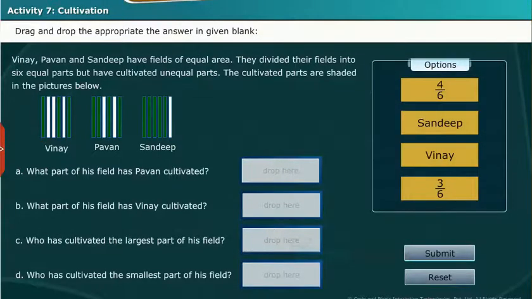Let us perform an activity on cultivating the land. Drag and drop the appropriate answer in the given blanks.